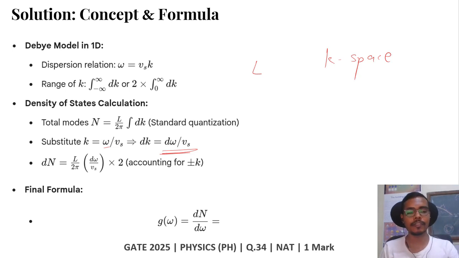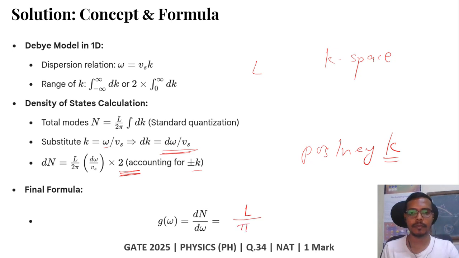Since phonons can propagate in both forward and backward directions, that is positive and negative k, we multiply by a factor of 2, accounting for plus or minus k. So we have g of omega. If we simplify this, we get the standard formula for the 1D density of states, that is g of omega, dn over d omega, is simply L over pi Vs.